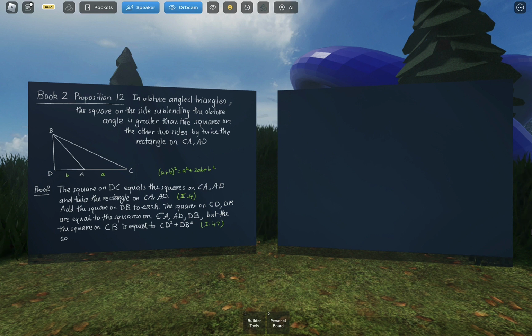And AB squared is AD squared plus BD squared. So coming back to this being equal, the squares on those being equal to the squares on those, we have CB squared is equal to CA squared plus AB squared.